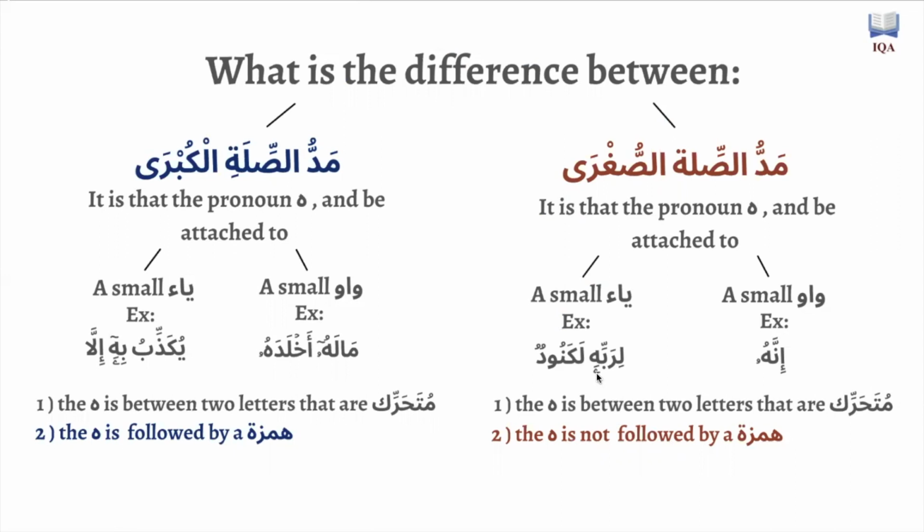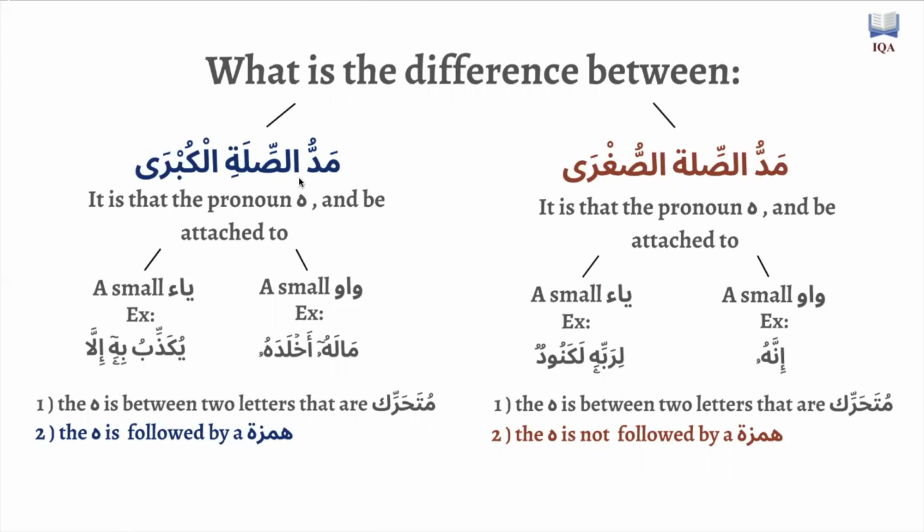And it's attached to a small ya, and it's coming between two letters in mutaharrik. But the letter that's coming after it is not a hamza al-qata'. So we have Med al-Silat al-Sughra, which is only going to be about 2 haraka. Okay? Can be more, but it's usually just going to be about 2 haraka.